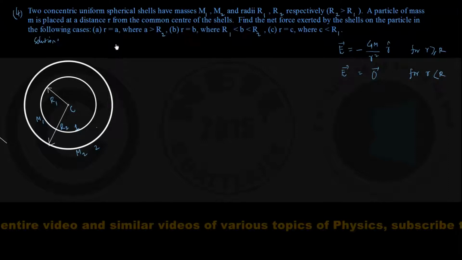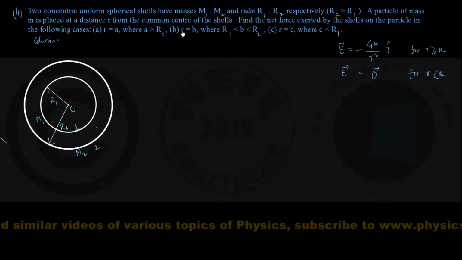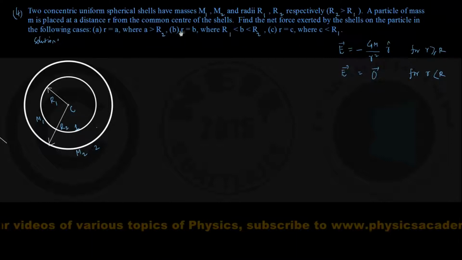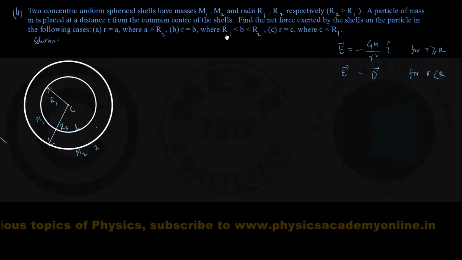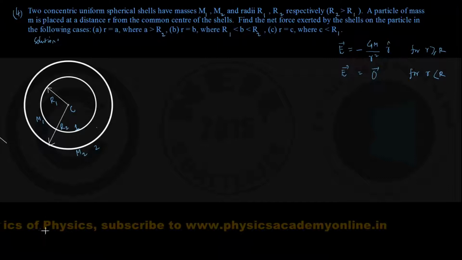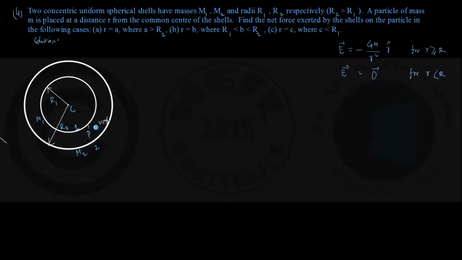So moving on to the part B of the problem, we shall find out the net gravitational force on the particle of mass m when its position is at a distance b between the two radii. So you see that I could place the particle somewhere here between the boundaries of these two shells, which I have numbered 1 and 2 depending on their positions. The inner shell is numbered 1 and the outer shell is numbered 2. And I place the particle here. Let me take this particle position to be p dash and its mass is m.